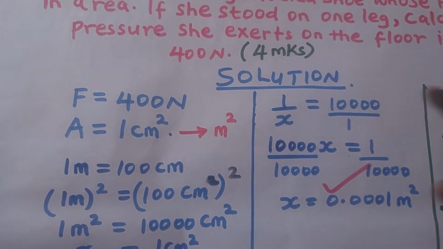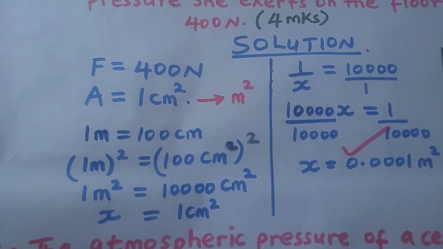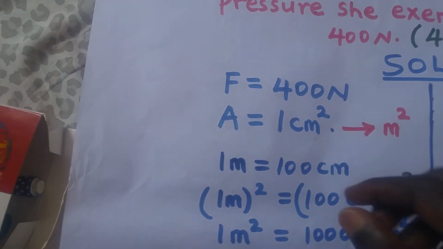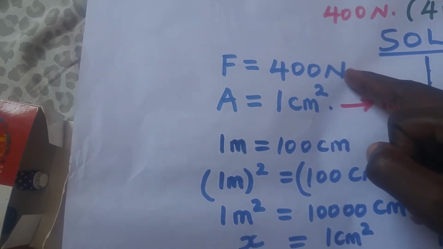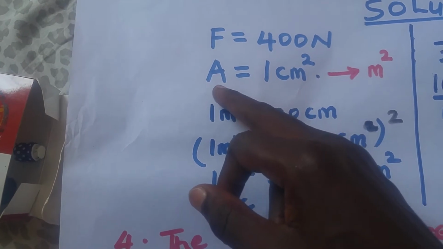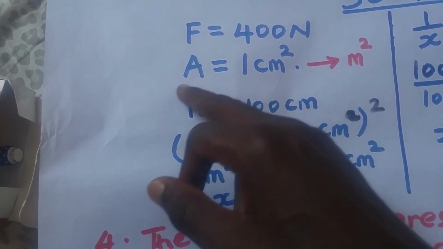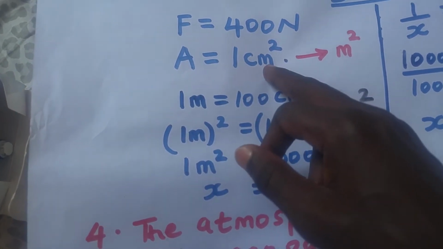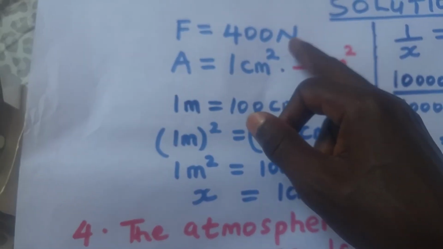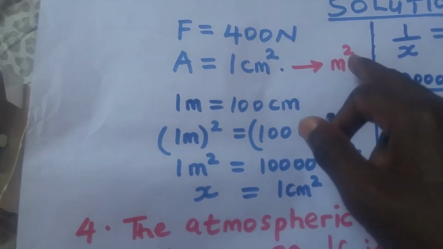So 4 marks. So we shall come here and write our solution as a subheading. And then we put the information the examiner has given us. The force is given as 400 newtons. That is the weight. The area of the shoe touching the ground, the heel, that is a high-heeled shoe, is 1 centimeter squared. Now you realize that the SI unit of force is newtons, but the SI unit of area is not centimeter squared, but meter squared.